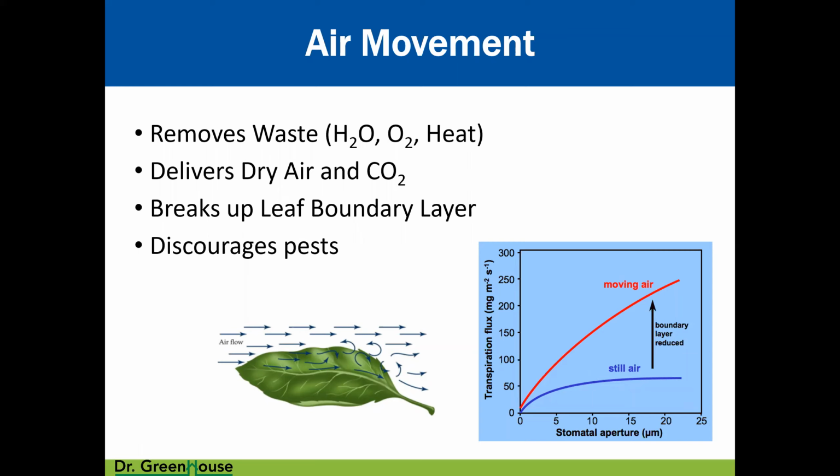It also helps to deliver the dry air from wherever we're introducing it into the space to the leaf, as well as carbon dioxide we might be enriching in that space. And ultimately, it helps to break up the boundary layer. There's a little pocket of air that will form over your leaf where the water vapor coming out of the stomata gets trapped. By blowing air over it, we break up that boundary layer and make it more possible for that water vapor to be released away from the plants. It also helps to discourage pests.